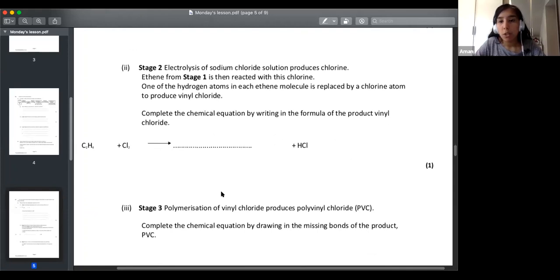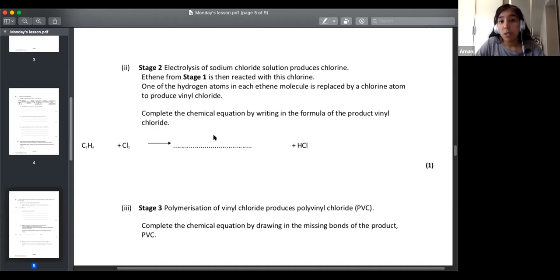Electrolysis of sodium chloride solution produces chlorine. Ethene from stage 1 is then reacted with this chlorine. One of the hydrogen atoms in each ethene molecule is replaced by a chlorine atom to produce vinyl chloride. Complete the chemical equation by writing in the formula of the product vinyl chloride.